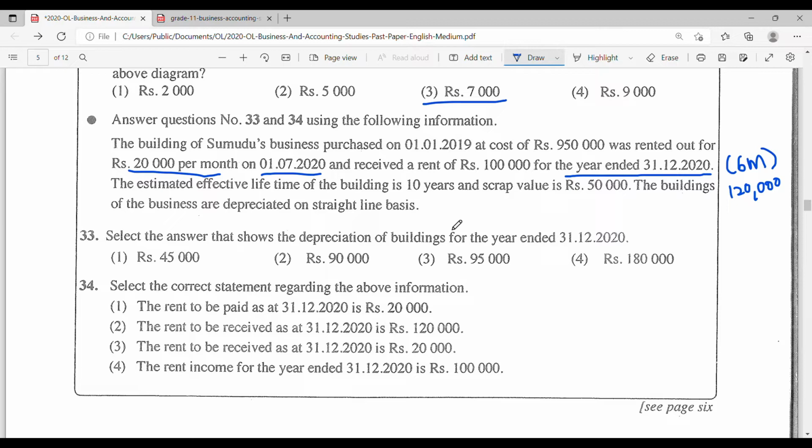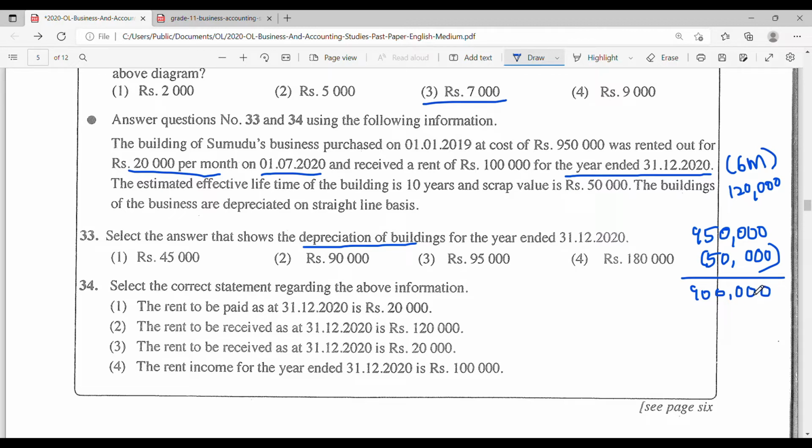Question 33. Select the answer that shows the depreciation of buildings for the year ended 31st December 2020. Here the cost of purchase is 950,000. What is the scrap value? 50,000. From the cost you will minus this scrap value, and this remainder of 900,000 is the depreciable value.